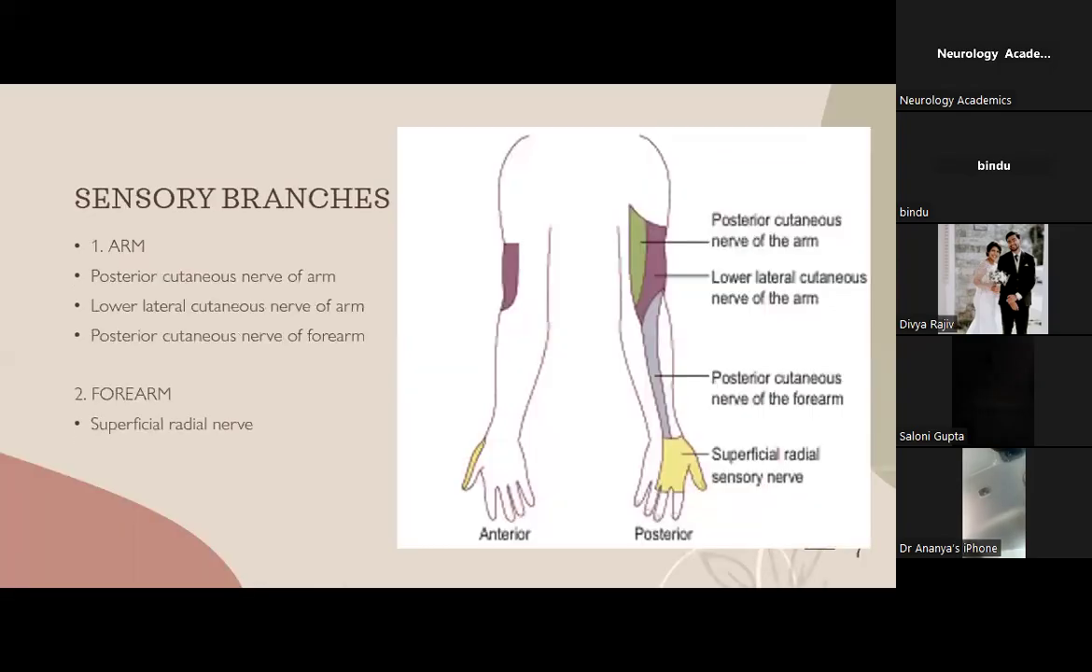Sensory branches at the arm, above the spiral groove, it gives branches to posterior cutaneous nerve of arm, lower lateral cutaneous nerve of arm and posterior cutaneous nerve of forearm, and supplies the posterior and lateral part of upper arm and also the posterior part of lower arm. At the forearm, the radial nerve divides into superficial radial and deep motor branch. The superficial radial branch supplies the dorsum of the lateral hand and the proximal phalanx of the first three fingers and along the thumb. So this is the sensory supply.